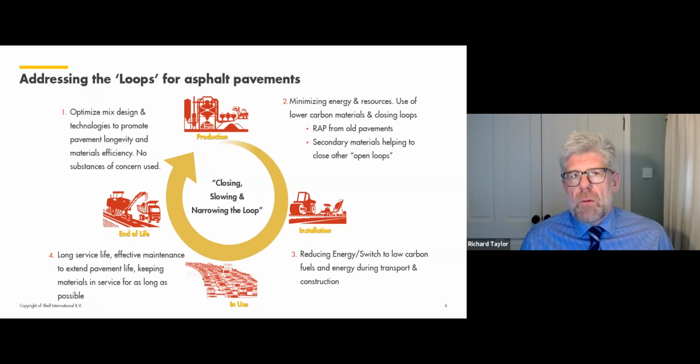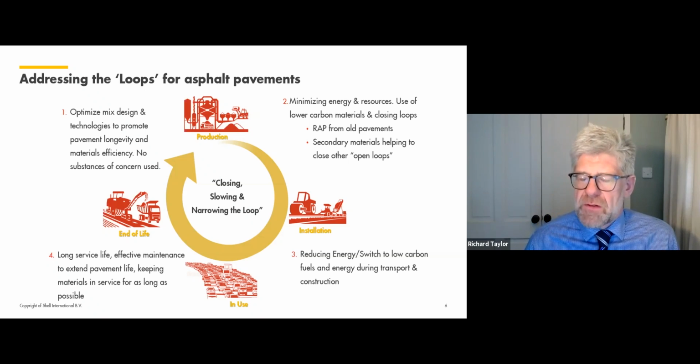I think it's very well trodden ground for the asphalt industry, the bitumen industry, using RAP from old pavements, helping close other loops from secondary materials. The road industry has a proud record again of looking at end-of-use tires. There's been an awful lot of recent interest in the end-of-use plastics, but this minimizing of energy and resources is a very key way of narrowing that loop, removing the primary inputs or reducing the primary inputs to the loop.